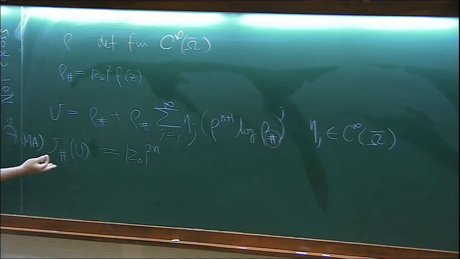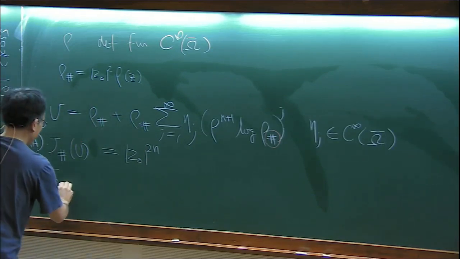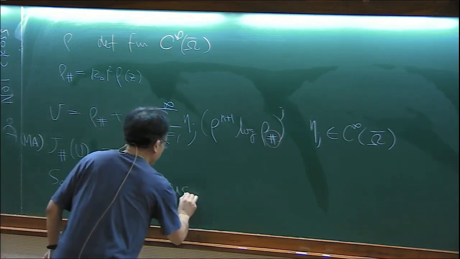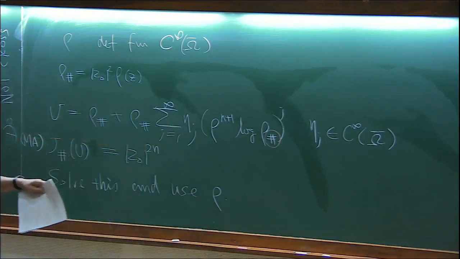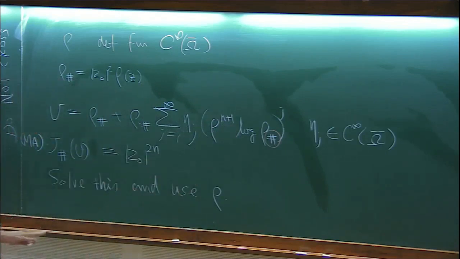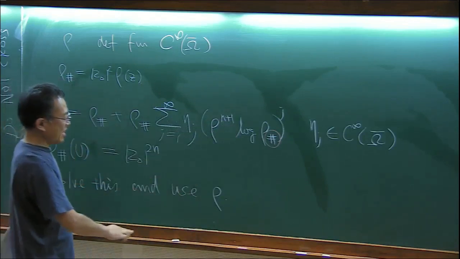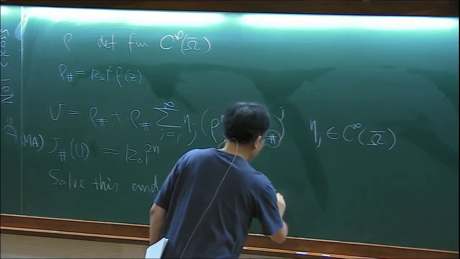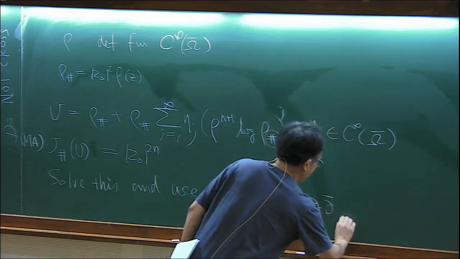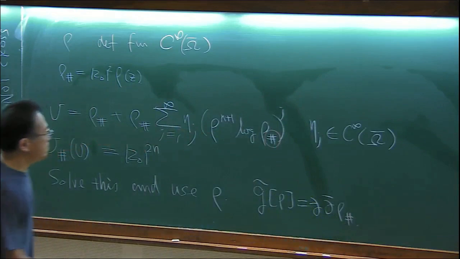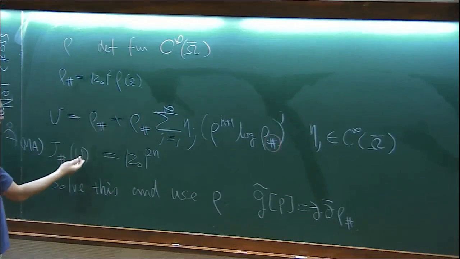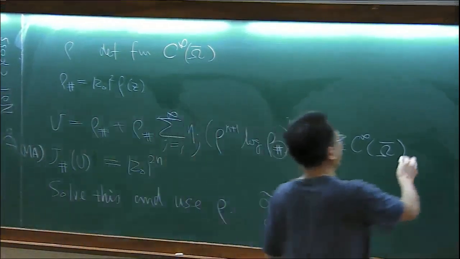So this has a solution, so solve this and use rho. Solve this, but throw away all the singular terms because you cannot differentiate that part. So just pick up this and define g tilde by dd bar minus rho hash. Okay. Then if you throw away log terms, rho hash itself doesn't solve the Monge-Ampère equation.